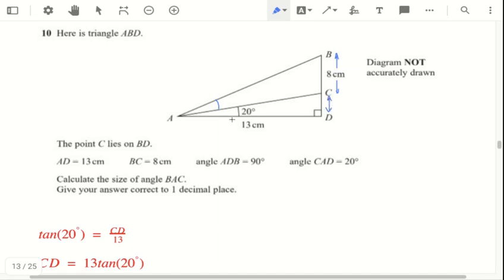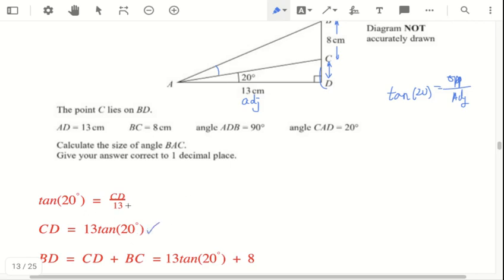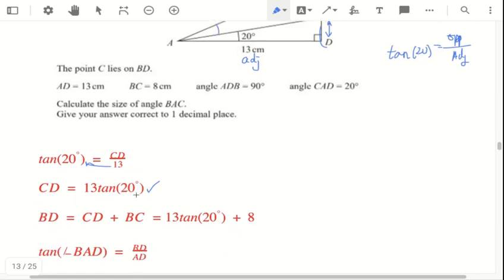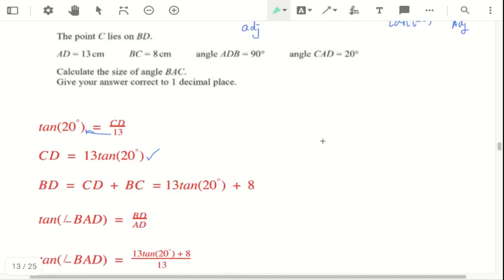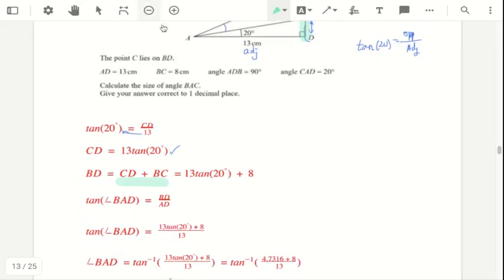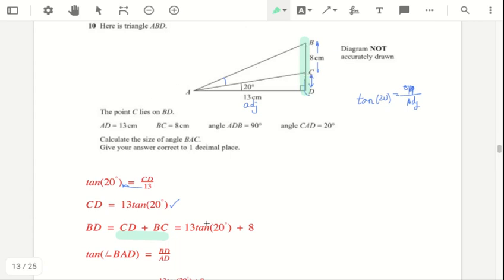So how can we find CD? We use the tangent, right? Tangent 20 equals the opposite over adjacent, right? Because CD is the opposite, and then this one is the adjacent. So we cross multiply over, and CD is 13 tangent 20. So therefore BD, which is the full BD, which is this here, is CD plus BC. So it's 13 tangent 20 plus BC, which is 8.